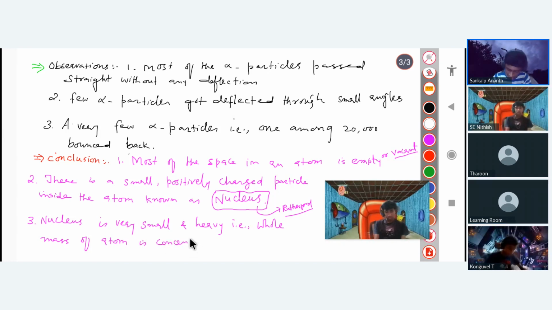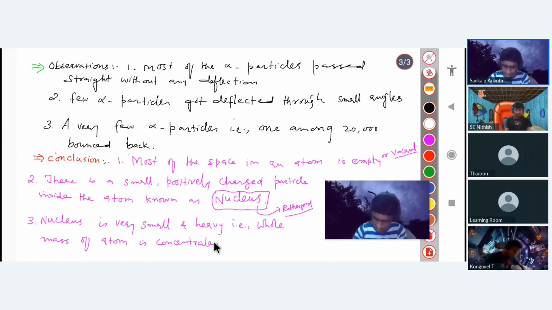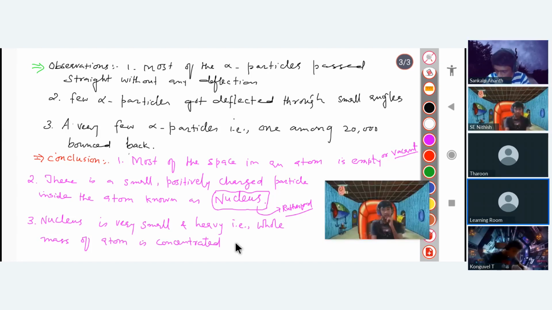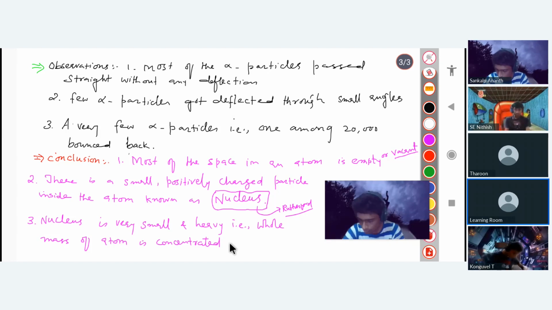Sir, heavy in the sense basically heavier than the other two, it has the most mass in the atom. Exactly. Why is it heavy? Can anybody tell me? See, actually it has protons inside it as well as neutrons. So that is why the whole mass is inside this. So the whole mass of an atom is concentrated in it.